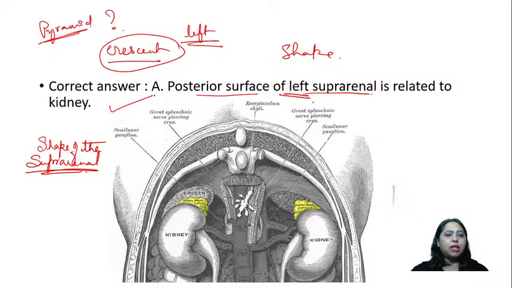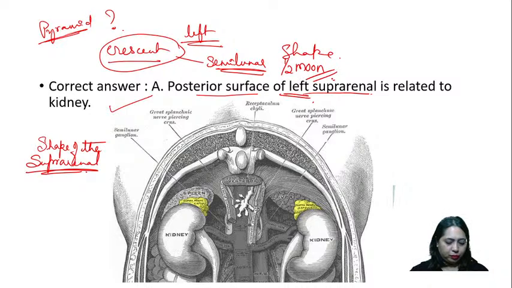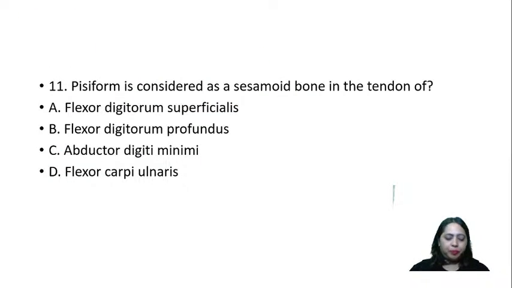Okay, the left one is crescent shaped, or semilunar in shape, like a moon, half moon. So the right one is pyramid. Because of the shape of the suprarenal gland, the left one has a posterior surface which is related to the kidney. Next one.